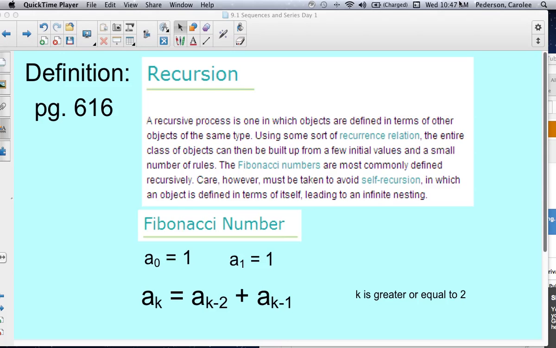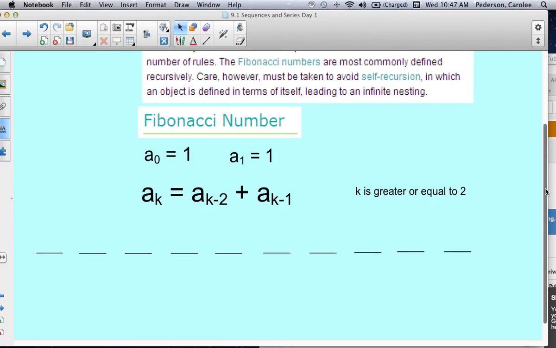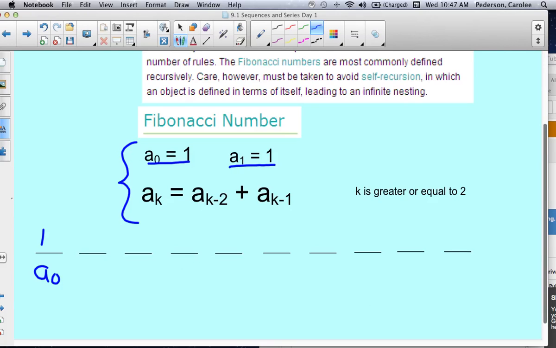So we're going to go ahead and construct the terms within the Fibonacci sequence. So here's what we give you in this. We give you a sub 1. So the first term in the sequence, a sub naught, represents 1. Then the next thing they give us is a sub 1. A sub 1's value is also 1. And we want to find out what is a sub 2, a sub 3, a sub 4, etc.